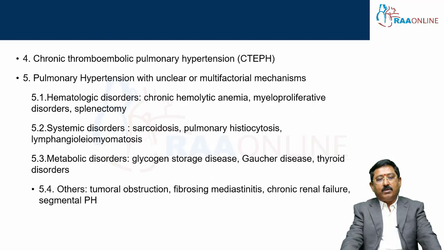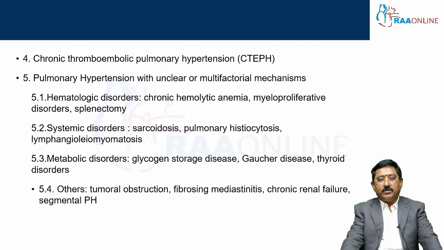Other causes: chronic thromboembolism is one of the major causes of pulmonary arterial hypertension. If they have a major thrombus obstruction, they will have a sudden increase in right atrial and right ventricular dilatation, and they will have severe pulmonary hypertension. Pulmonary hypertension with unclear or multifactorial mechanisms, like hematological disorders such as chronic hemolytic anemia or post-splenectomy, can present with pulmonary arterial hypertension. Systemic disorders like sarcoidosis, pulmonary histiocytosis X, or lymphangioleiomyomatosis can also present with pulmonary arterial hypertension.